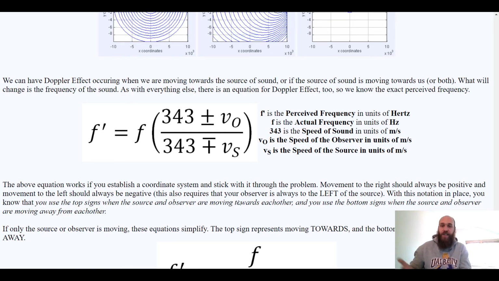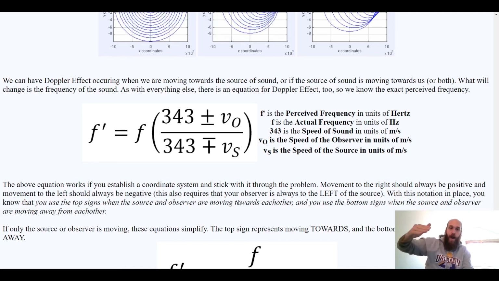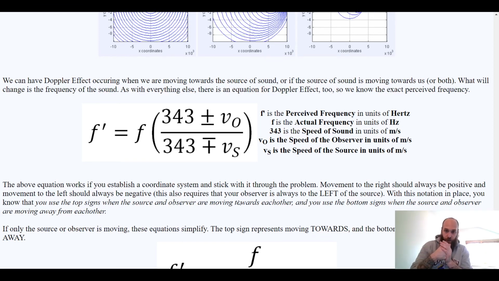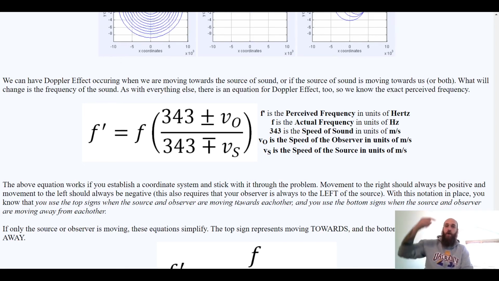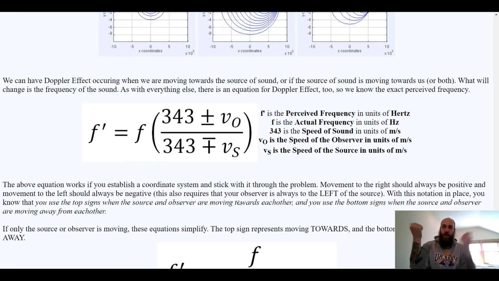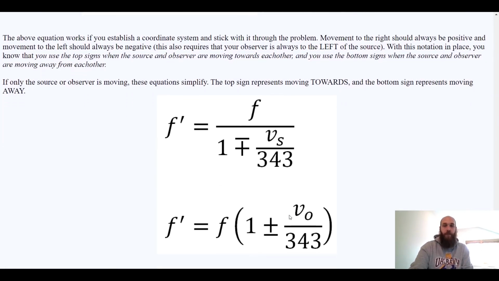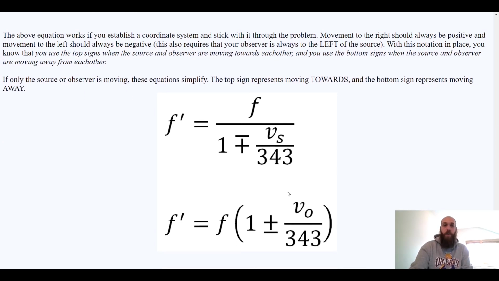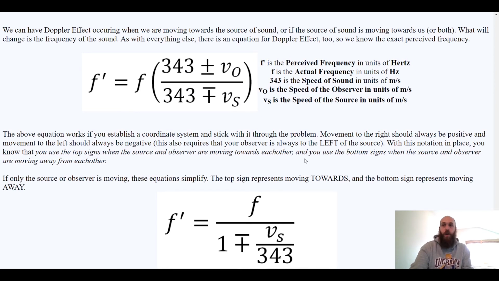But what that means is that your observer, the person or thing that's hearing the sound, is always left of the source. So if that's the case, then what that means is you're going to use the top signs, plus over minus, when the source and observer are moving towards each other, and you're going to use the bottom signs when the source and observer are moving away from each other, so minus over plus. So if they're going towards each other, plus over minus. If they're moving away from each other, minus over plus. There are ways to simplify things. For example, if the observer isn't moving or if the source isn't moving. But I think if you keep your notation consistent and you draw a nice picture before you start, this formula isn't too difficult to work with.